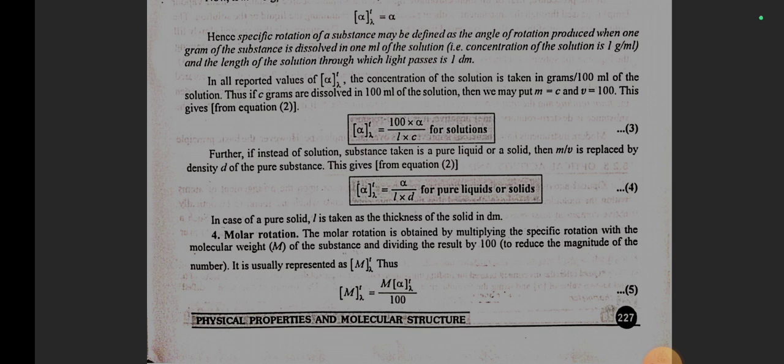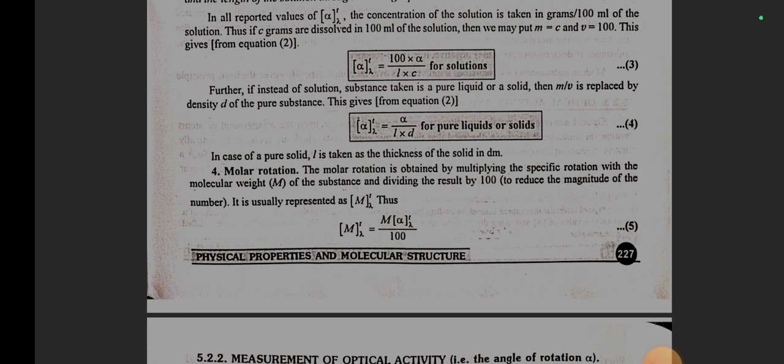Further, if instead of a solution, the substance taken is a pure liquid or a solid, then M/V is replaced by the density D of the pure substance. This gives [α]_λ^T = α / (L × D) for pure liquids or solids. In case of a pure solid, L is taken as the thickness of the solid in dm.